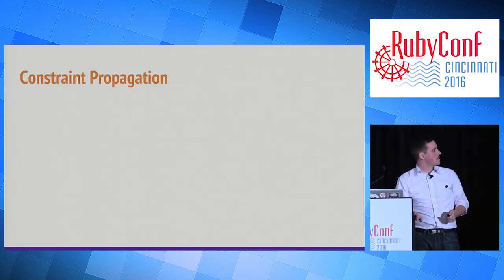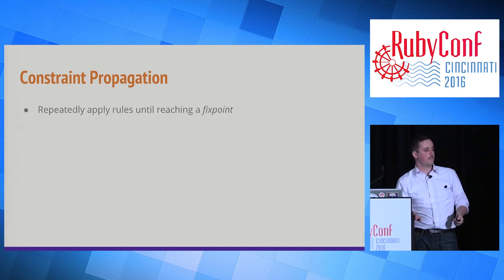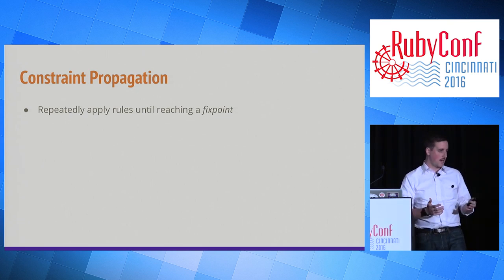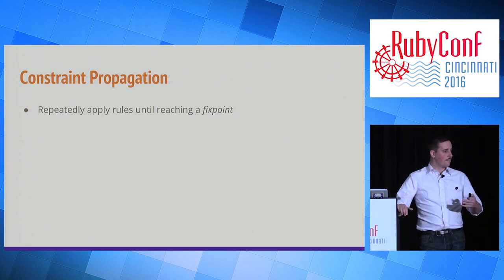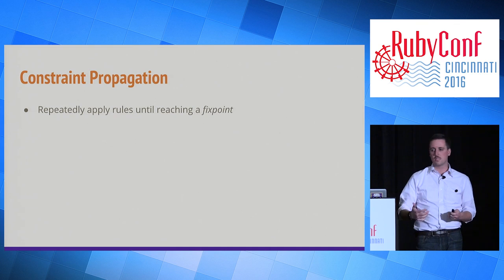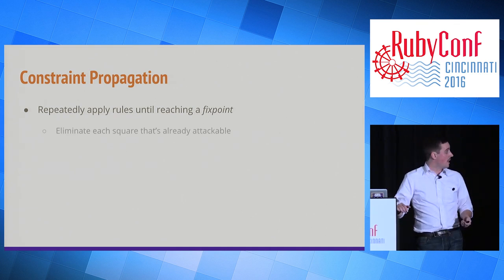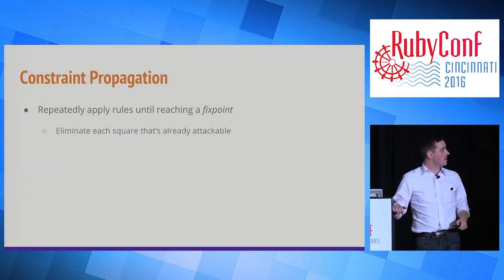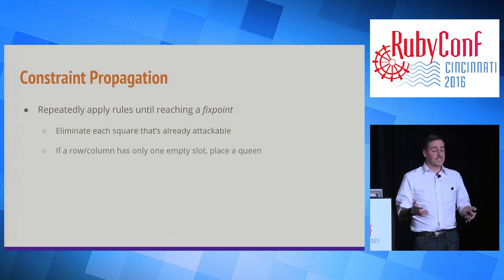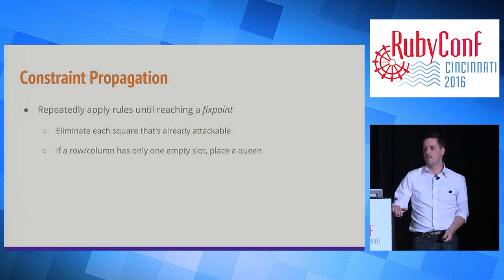What we've got is a set of rules that we're going to repeatedly apply. Once we reach a fixed point where nothing else has changed, then we might have to take a different approach. But at first, we're just going to keep eliminating squares and narrowing down our space. And in the n-queens problem, the constraints that we're dealing with are eliminating squares that are already attackable. And if there's only one place in a row or a column to put a queen, we better put a queen there. We can just keep doing that over and over again until we've got a solution.